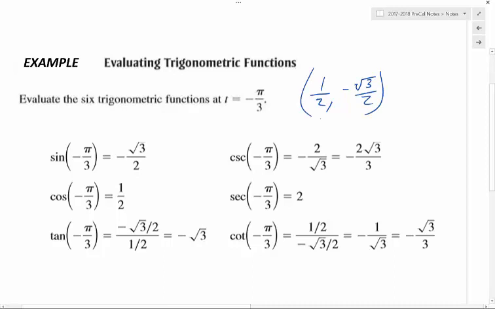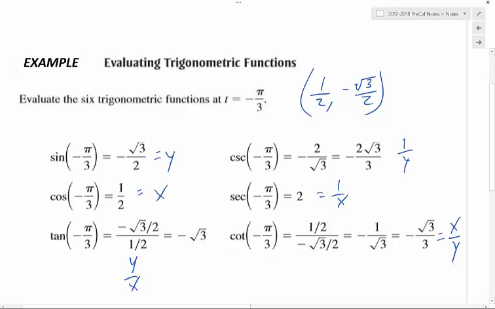So for my y value, my sine is simply my y value. My cosine is my x value. The tangent is y over x. The cosecant is 1 over y, the reciprocal of the sine. The secant is the reciprocal of the x, and the cotangent is the reciprocal of the tangent, being x over y.